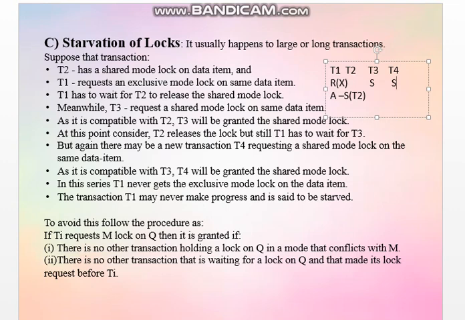In starvation, what we can do is implement these two conditions. If any of the transactions is getting starved, in this case T1 transaction is getting starved and has to wait for a longer and longer period, so we can implement these two conditions to avoid this type of situation. So I hope this is clear to you.